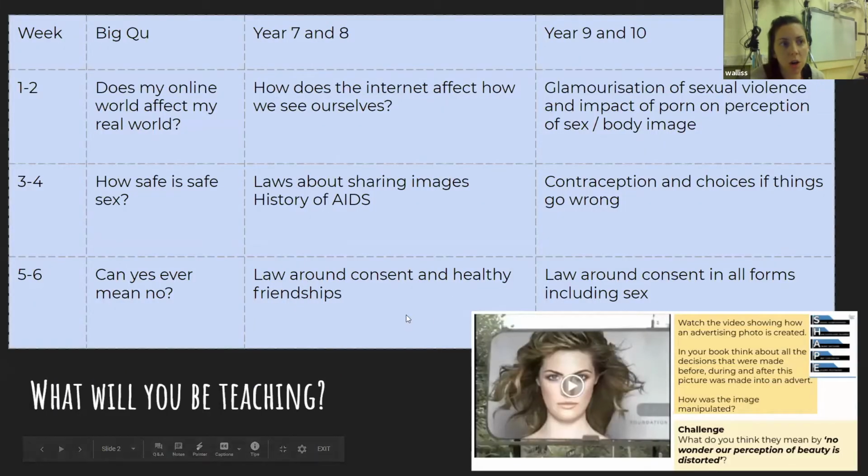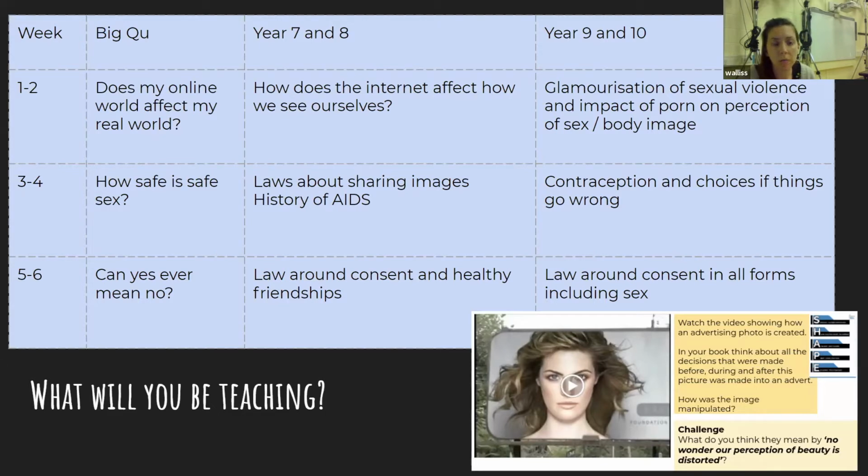So just to start with, you should be able to see on the screen now the key areas that we're going to be covering next half term. You've got the big questions on the left-hand side. Every 2 weeks they change, and then the main areas that we're addressing with each year group. The first 2 weeks back are, does my online world affect my real world? For years 7 and 8, that's very much how does the internet affect how we see ourselves? Lots of stuff about body image.